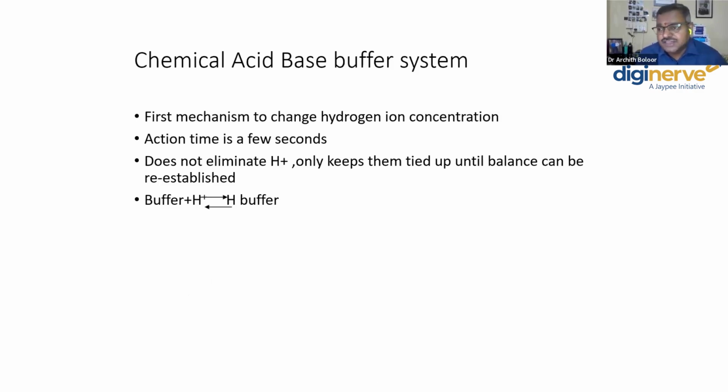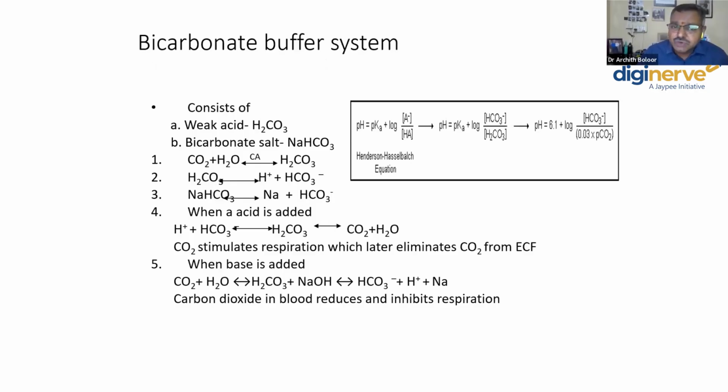The buffer takes up the H plus, and that becomes the H plus buffer. The most important one we have is the bicarbonate buffer system. Remember, bicarbonate is a weak base. The bicarbonate salt we most often get is sodium bicarbonate, which combines with the H plus, resulting in the formation of H2CO3. This H2CO3 is acted upon by carbonic anhydrase, releasing carbon dioxide, which is washed out through the lung, whereas the H2O would eventually be eliminated through the kidney.